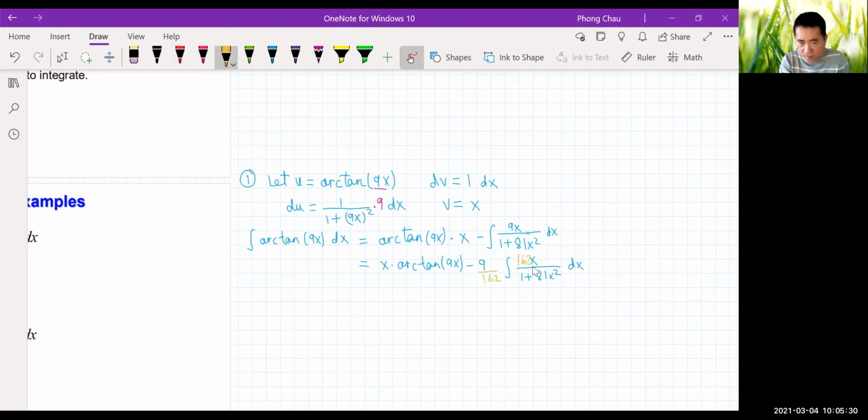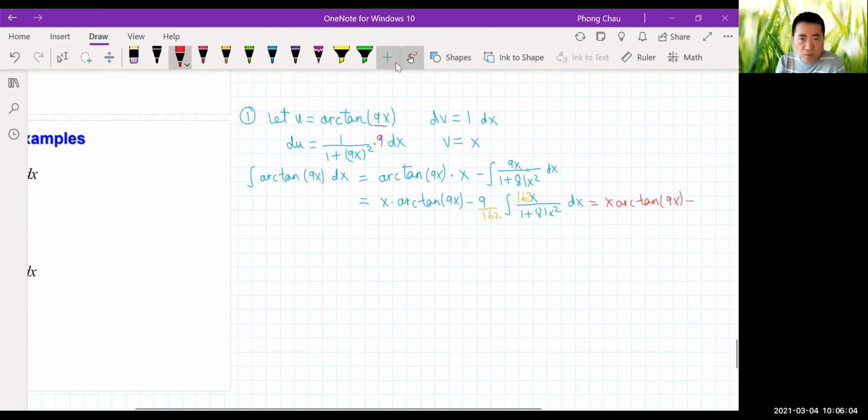So you see that this is u prime over u, so that is the derivative. I mean u prime, yeah, u prime over u, derivative of the bottom, right? So the answer is x arctangent of 9x, and then minus 9 over 162. We can simplify that one. We can definitely simplify that one.